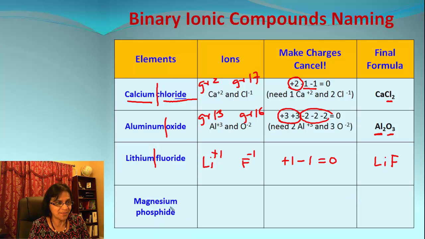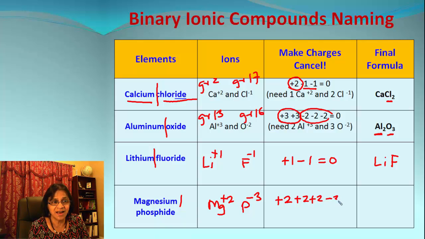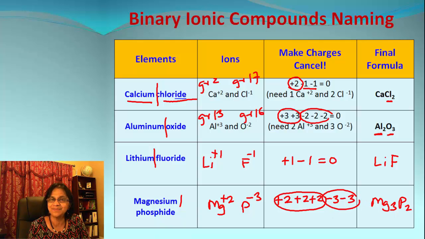Let's take one more example. Magnesium and phosphide. Magnesium, what is the group number? It's of course 2, so the charge is positive 2. Phosphide is group 15, and the charge is negative 3. In order to cancel, we need positive 2 three times and negative 3 two times. That tells you we need 3 Mg atoms and 2 phosphide atoms. So it's Mg3P2, magnesium phosphide.